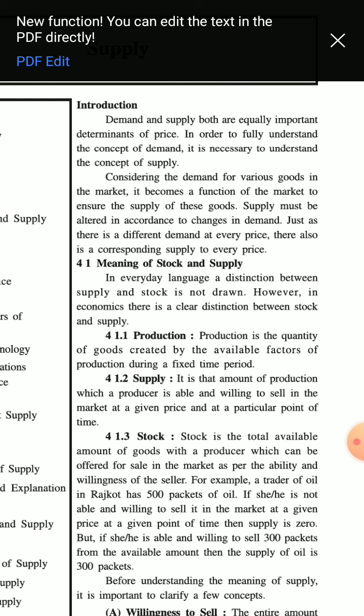Demand and supply are equally important in the determination of price. When it comes to price, demand is important and supply is also important. People are waiting for the price to fall so that they will demand more, and suppliers are waiting for the price to rise so that they can supply more and get more profit. So both demand and supply are determinants of price.